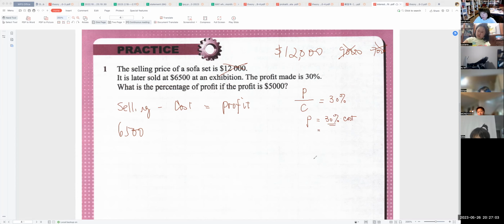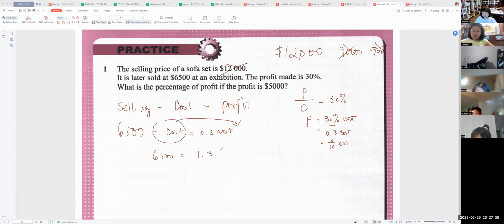那小朋友说，老师，我不太会算 percentage，那你就写0.3 cost，会不会？那或者你愿意写成fraction 3/10 cost，可不可以？当然可以，对不对？So then 6,500 minus cost equals what? 0.3 cost. Okay, so 6,500 equals what? I move this guy here, 1.3 cost. So cost equals 6,500 divided by 1.3 equals 5,000.